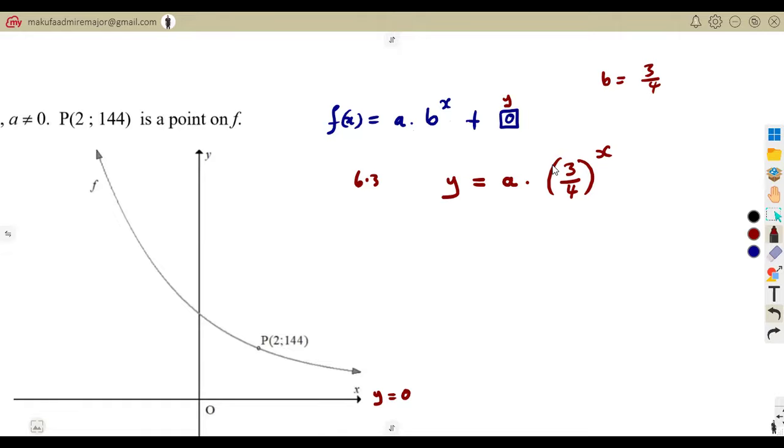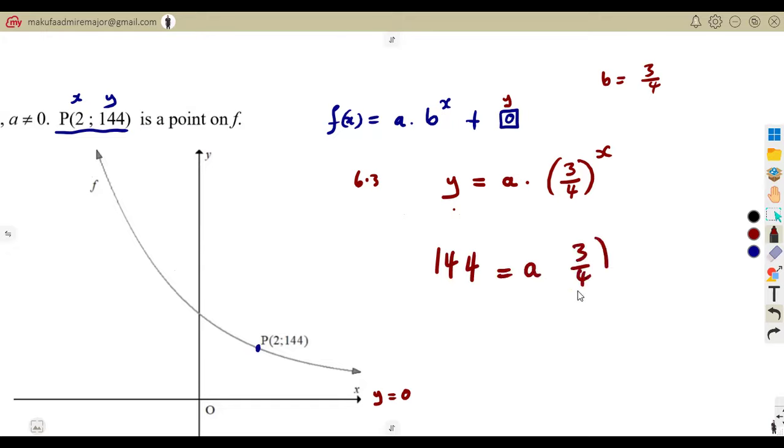So where can we obtain the value of a? We need to substitute a point which consists of x and also consists of a y value. So we have a point P which lies on this function. So you can take that into consideration where we've got the x and the y value. So let's substitute when y is 144. So meaning to say 144 is equal to a.